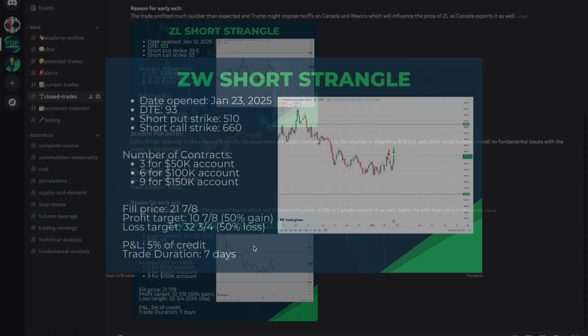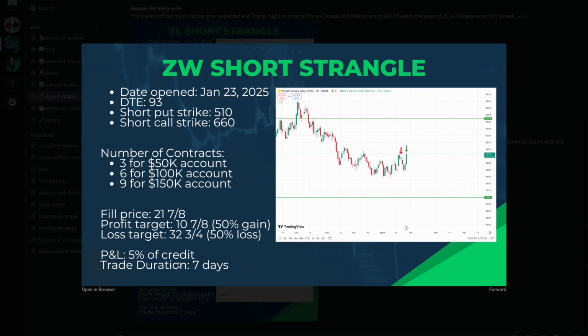Second position, we opened it actually not too long ago. It was only 7 days. I only closed it for 5% profit on the credit, and this is again because of Trump's tariffs, which I don't know if he will impose and how much, and if it's going to affect the commodity market at all. I think it might, because Canada exports quite a lot of wheat. So I don't know if it's going to affect it or not.